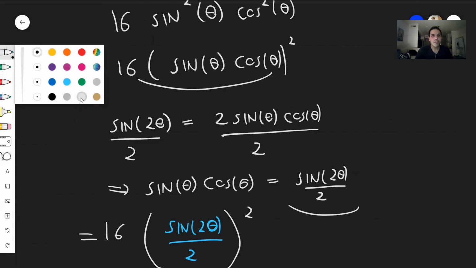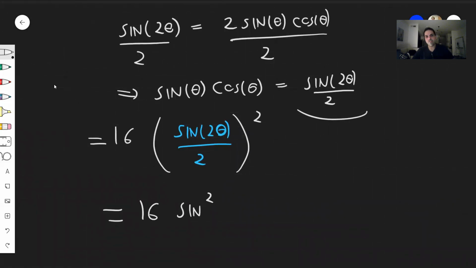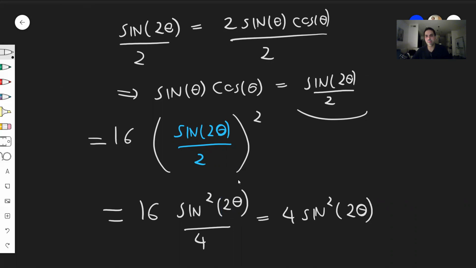squared, which simplifies to 16 times sine squared of 2 theta over 4, and that's 4 sine squared of 2 theta. It's a sine, very important, sine squared of 2 theta, my bad. Just beware that you might have to do it in reverse.